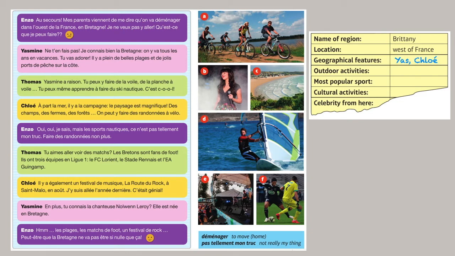So geographical features is mentioned by Yasmin and Chloe. Outdoor activities is mentioned by Thomas and Chloe. Popular sport was Thomas. Cultural activities, Chloe. And the celebrity was Yasmin. So have a look at what they've said. See how much information you can find in the text. Again, pause the video, do it at your own pace, and then we'll go through the answers together.